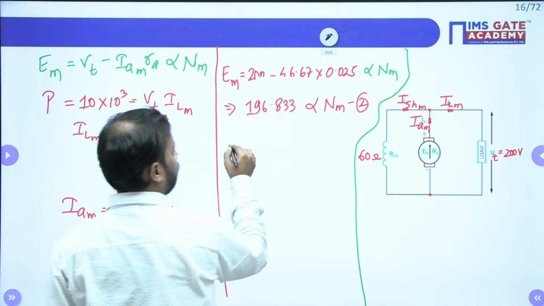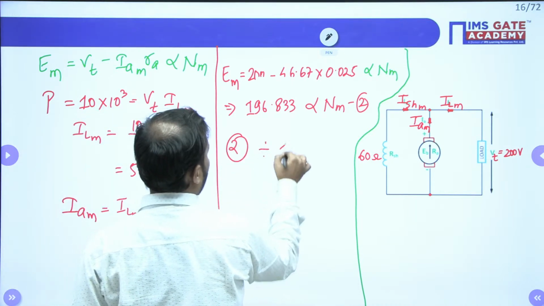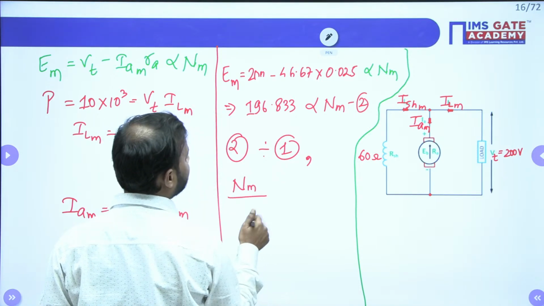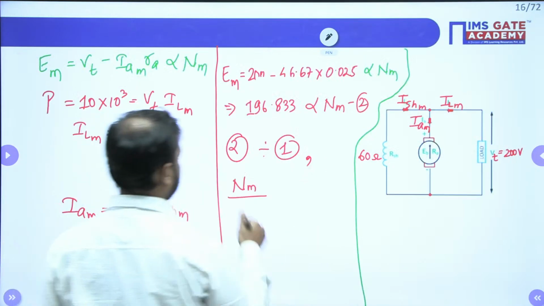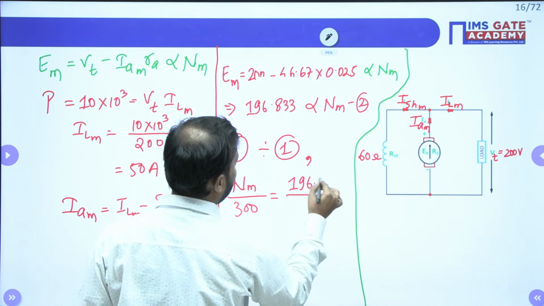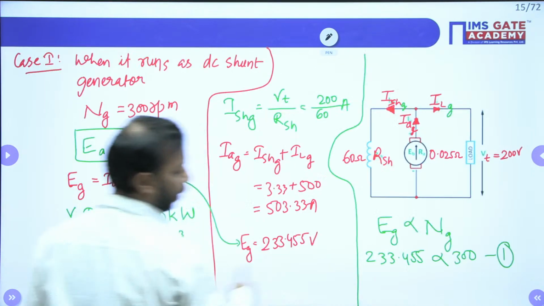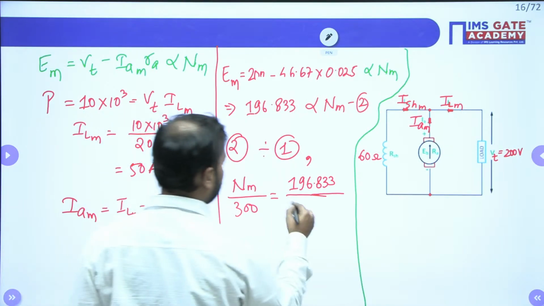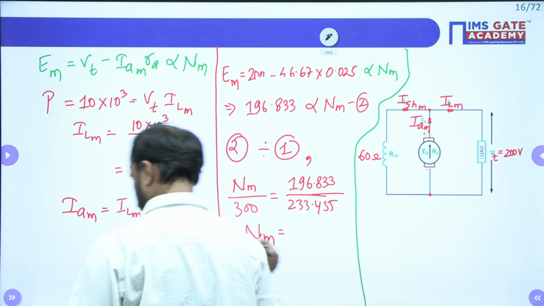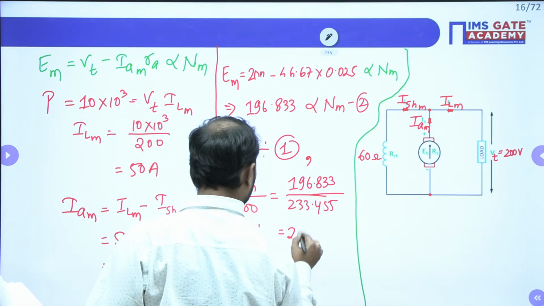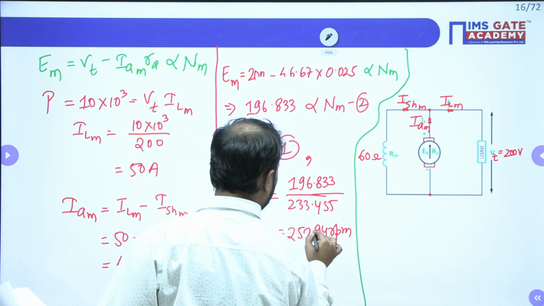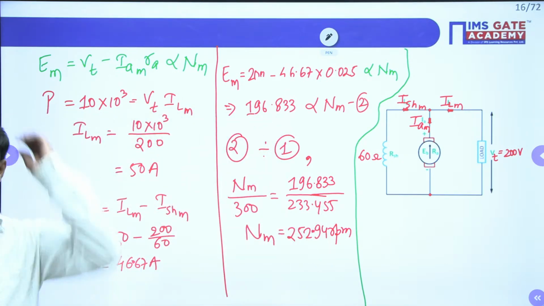Clear guys? Now 2 divided by 1. What we get? Nm by Ng. Ng is what? This is 300. This is equal to 196.833 whole divided by 233.455. 233.455. So when you solve this, Nm will be equal to 252.94 RPM. Again a simple question but a conceptual one.